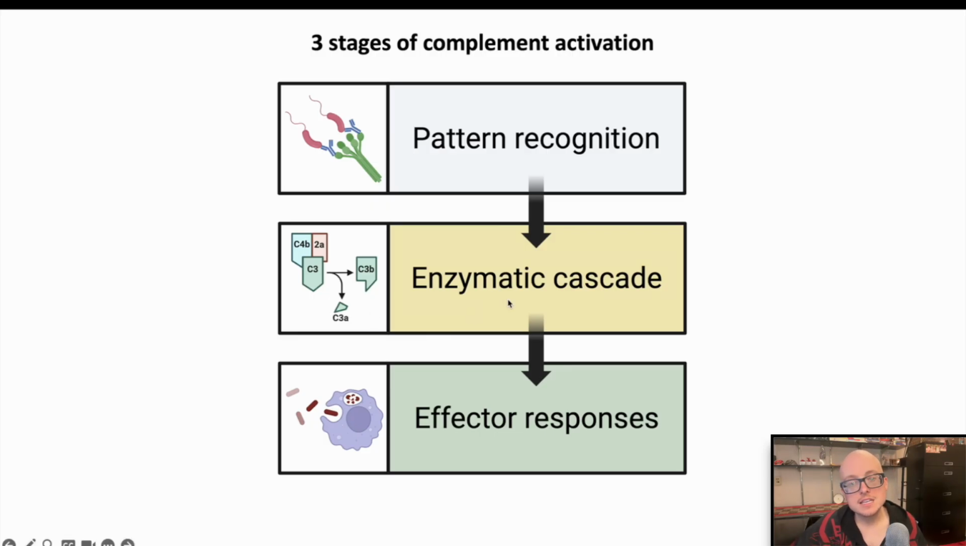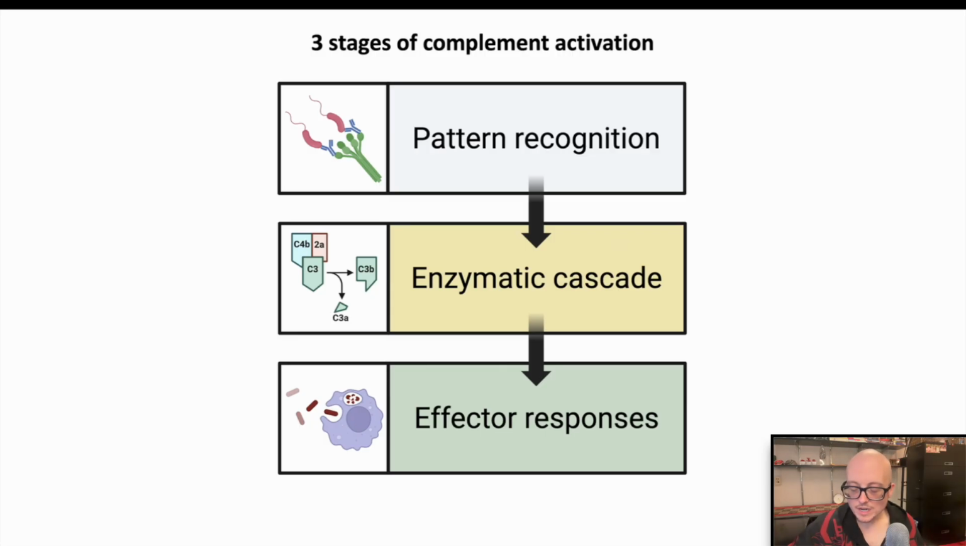Finally, as these enzymatic cascades proceed, the end result is going to be a variety of effector responses, meaning that these complement molecules are going to influence the cells around them to exert antimicrobial properties, things like phagocytosis, which you can see here. But the complement system can also kill pathogens directly through its own means, and we'll unpack some of those strategies in more detail as we go. But for now, I just want to put the idea that there are three stages to this reaction, and we're going to start at the very top with pattern recognition.